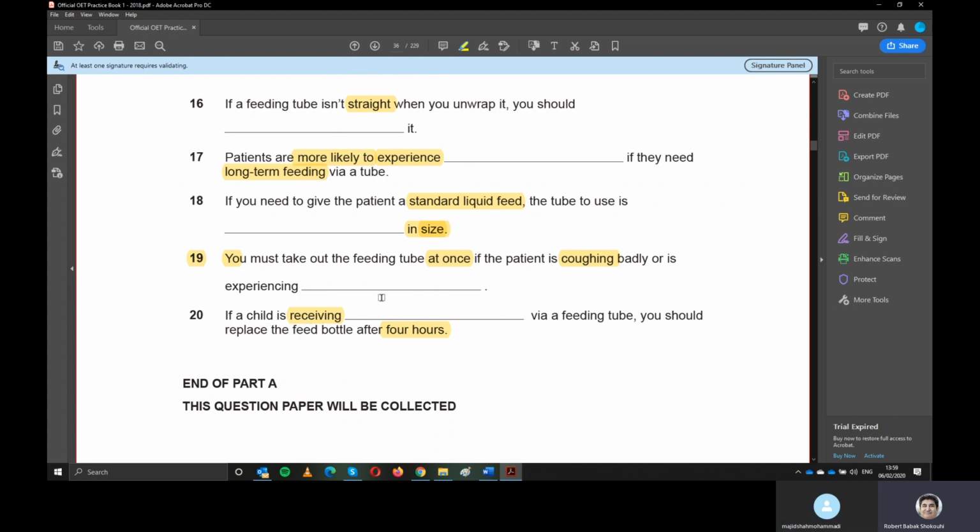If a child is receiving what? You should replace the bottle every 4 hours. So that was expressed breast milk. Basically, if you write milk, it's wrong. This is important. You use the nouns with adjectives if they have adjectives. So if you write breast milk, it is okay. Expressed breast milk is absolutely fine.